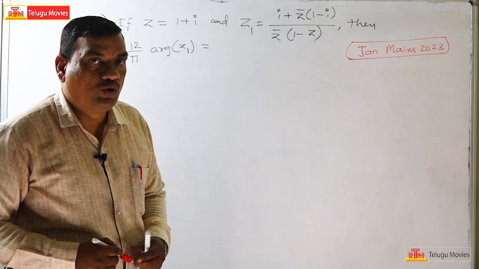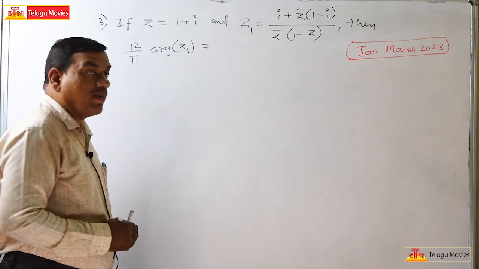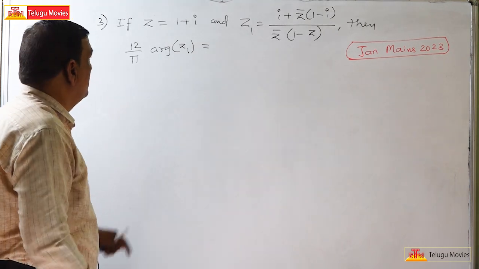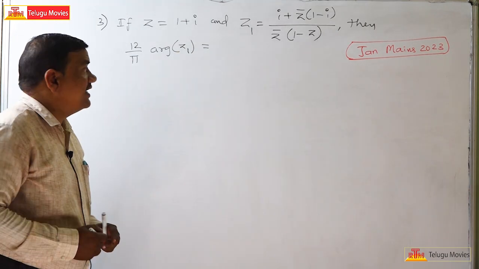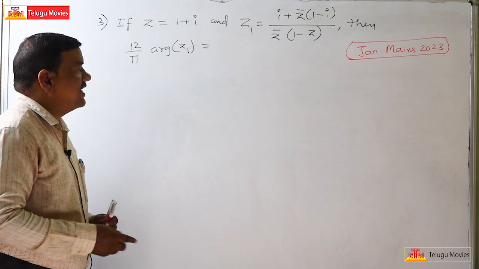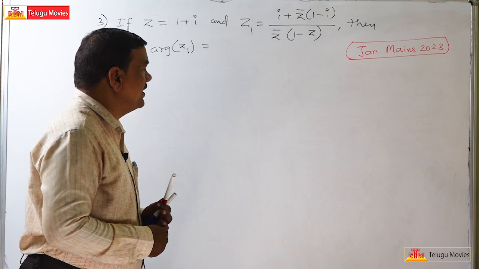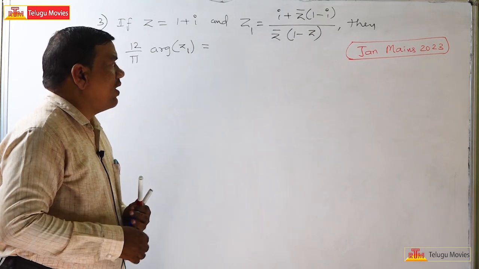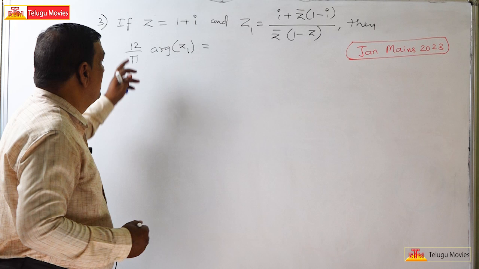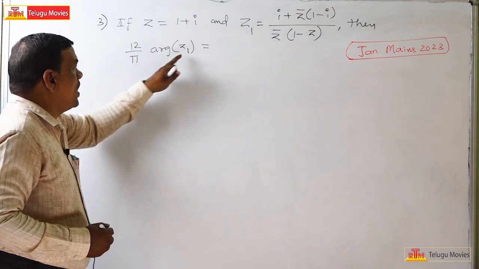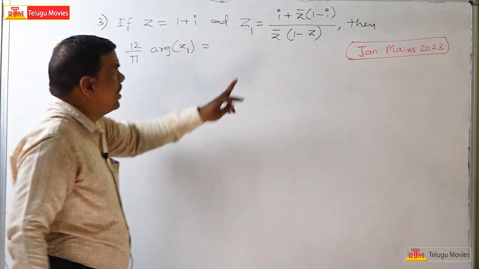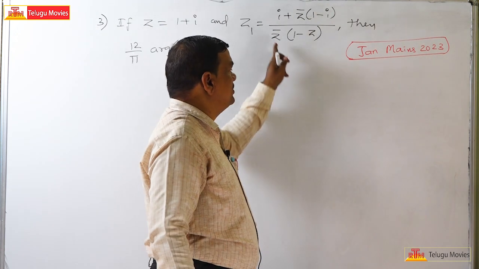Hi students, welcome to this third problem. The third problem is from complex numbers. If one complex number is given, z is equal to 1 plus i, and z1 is equal to i plus z conjugate into 1 minus i by z conjugate into 1 minus z, then find the value of 12 pi by argument of z1. So we have to find out the argument of this z1.